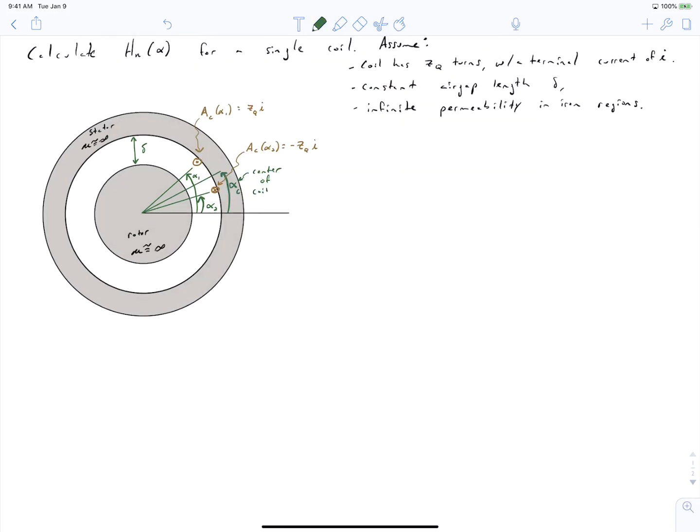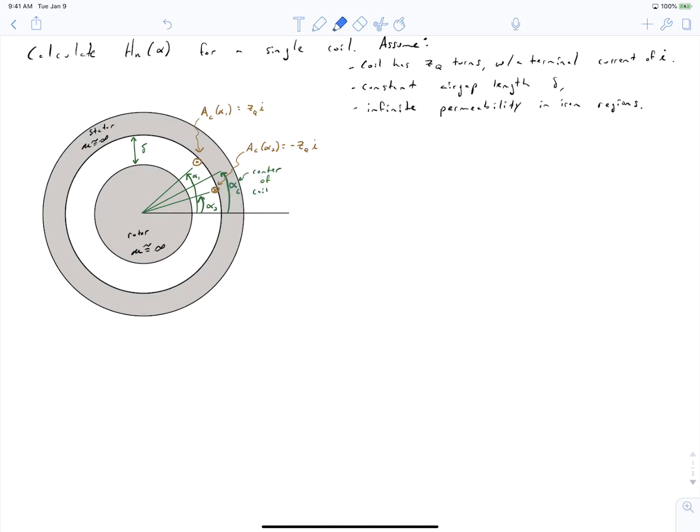And in drawing this, we've made the following assumptions. We've assumed that we have a coil with two sides, and each side consists of ZQ conductors. That is, the coil has ZQ turns. At the angle location alpha 2, we have ZQ conductors going into the page, each carrying a current of I. At angle alpha 1, we have ZQ conductors coming out of the page, each carrying a current of I. And we've labeled the center of our coil, that is the average of alpha 1 and alpha 2, as being alpha C.